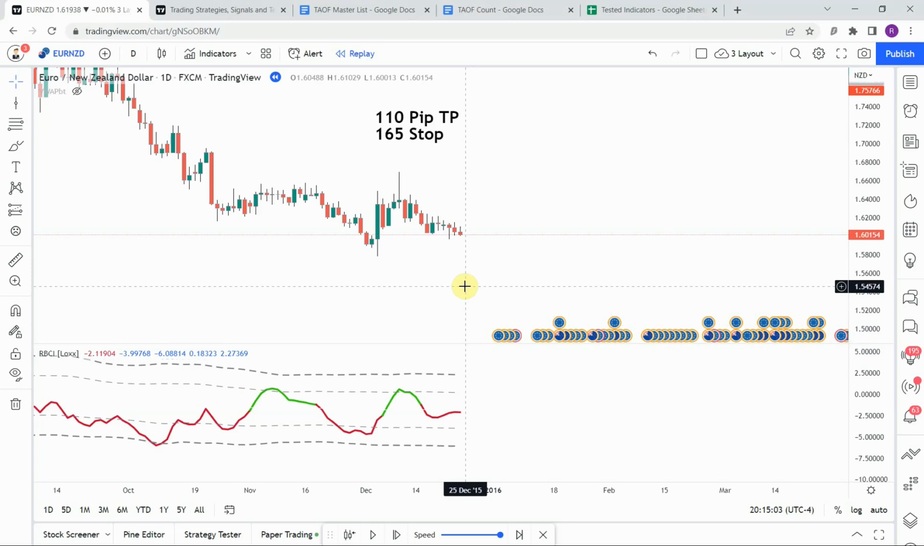Today we will be testing the range bound channel index with expanded source types.